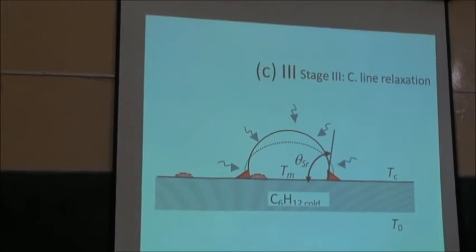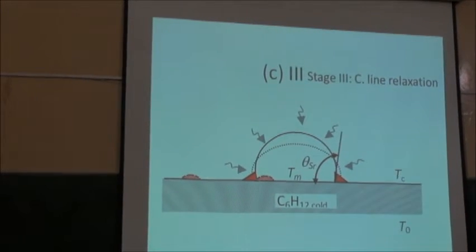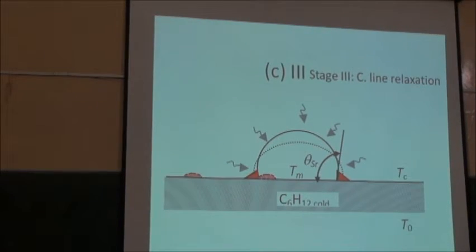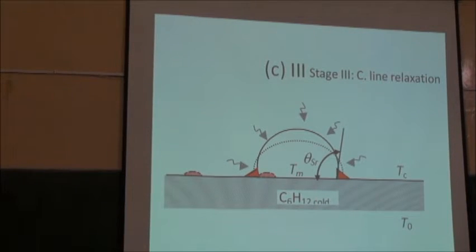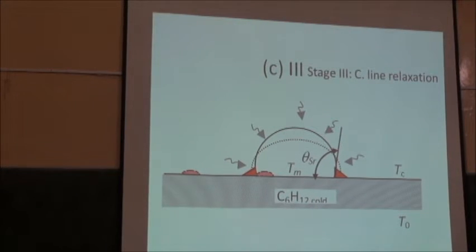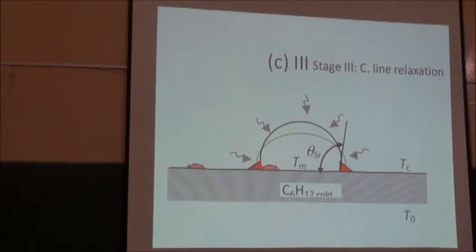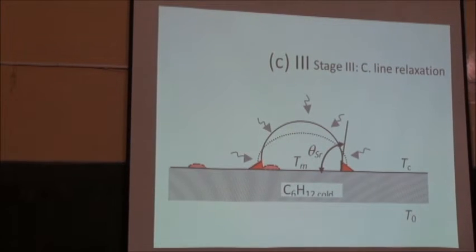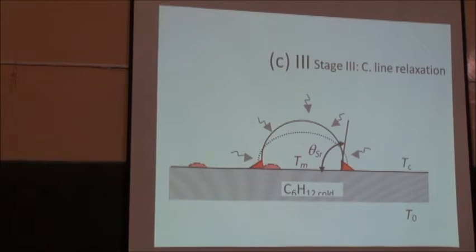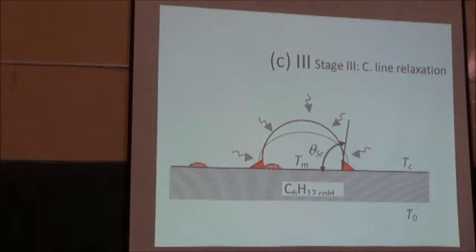Now the third stage, once the drop has stopped, so it is rather spread like this, it's frozen this way, but it has to recover its contact angle at equilibrium on solid cyclohexane. So it has to contract, and so the contact line has to move. This is something we have studied by the coalescence of two drops, and that's a very slow process.